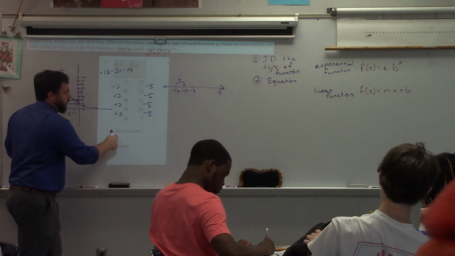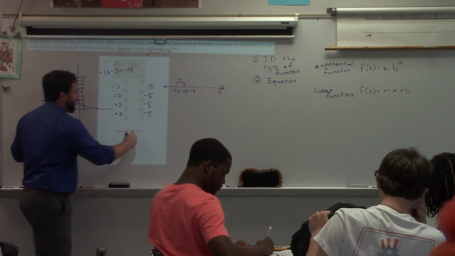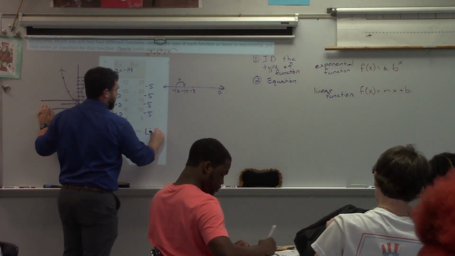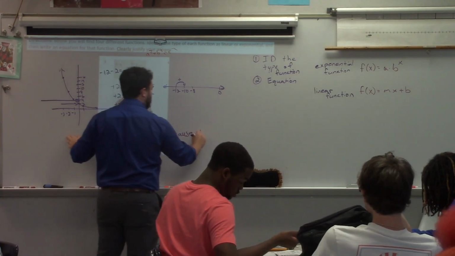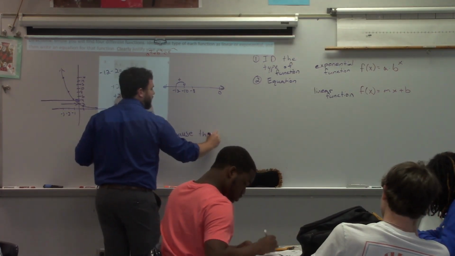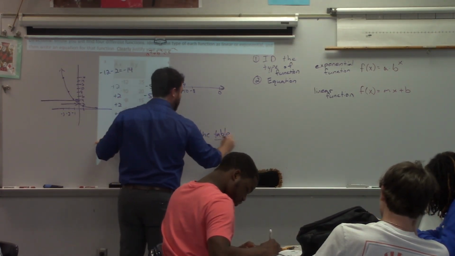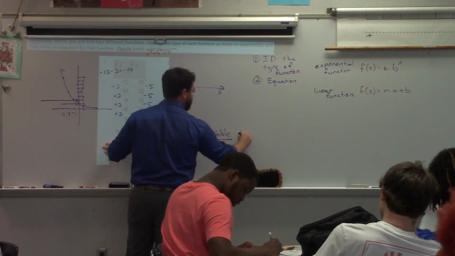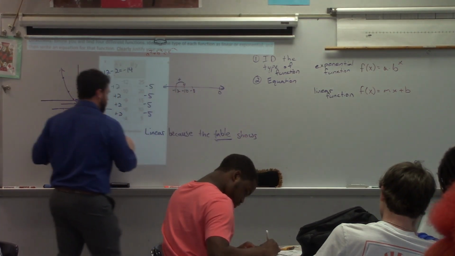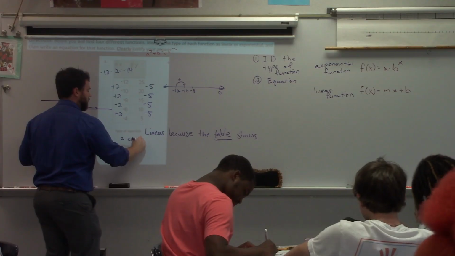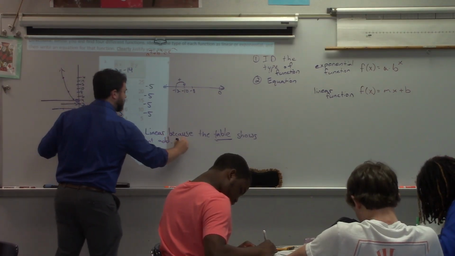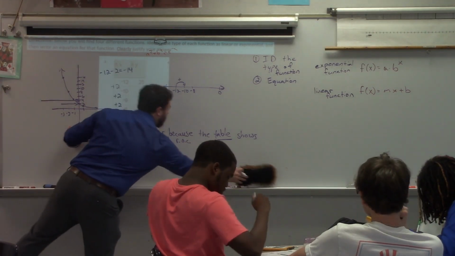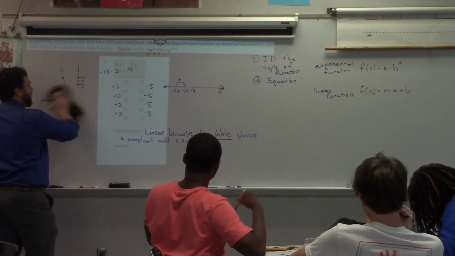All right, type of function then. Linear. What's our evidence? The constant additive rate of change. Because what shows a constant additive rate of change? The x value, or the input, or the table. The table shows a constant additive rate of change.